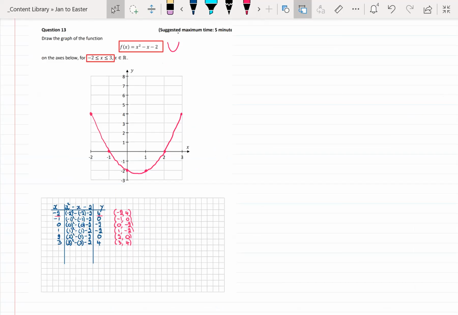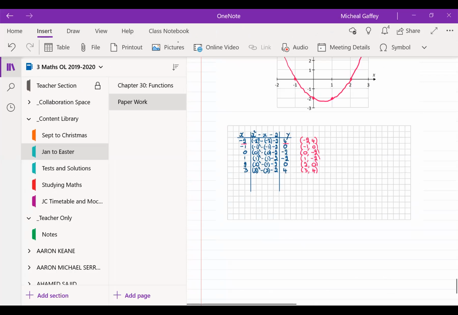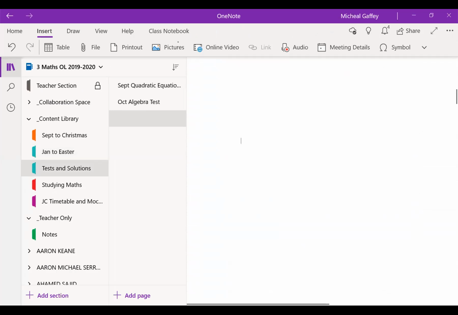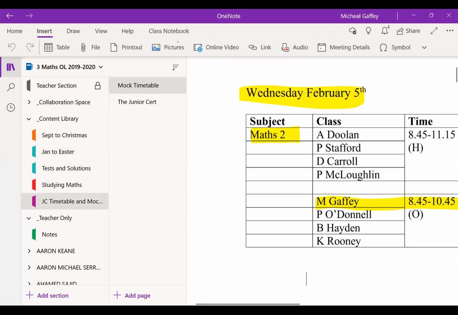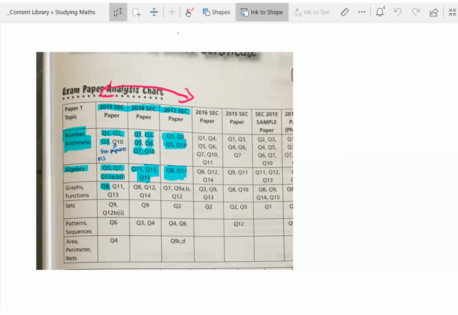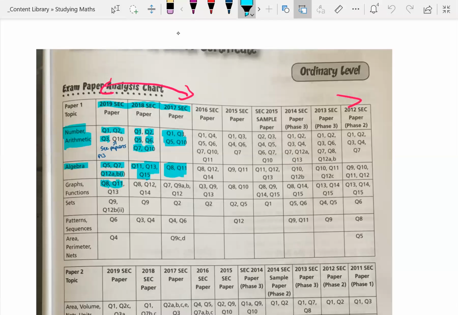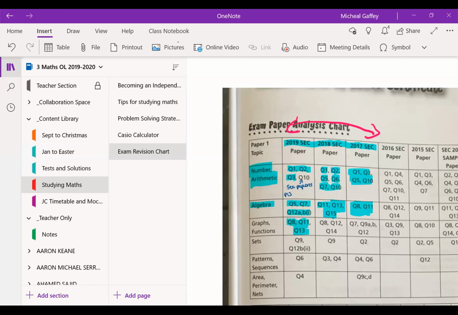Now, I want to set the homework on this video as well. I will write it down in OneNote. Let's go back to our exam revision chart. I've just corrected these questions. Now I want you to do question 8, 12, and 14 from 2018, paper 1. So 8, 12, and 14, let's write that in.